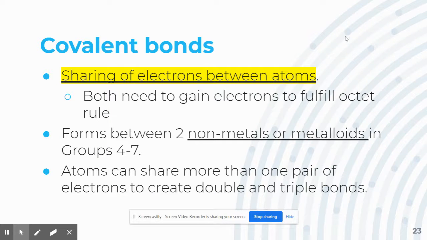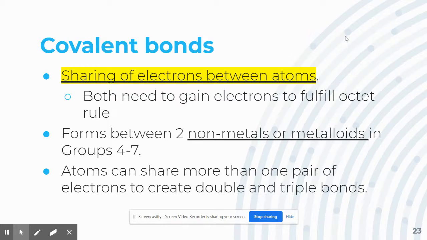So, unlike ionic bonds, in which one atom needs to lose electrons and the other one needs to gain electrons in order to fulfill that octet rule, covalent bonds are instead between two atoms that both need to just gain electrons. Because of that, they're going to share those electrons between the atoms in order to fulfill that octet rule.